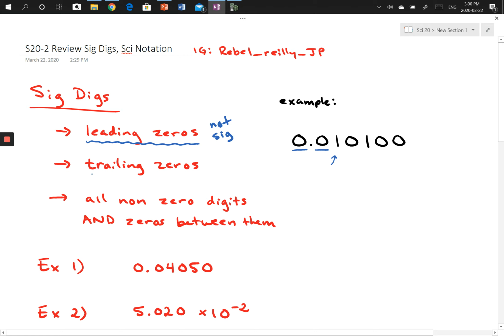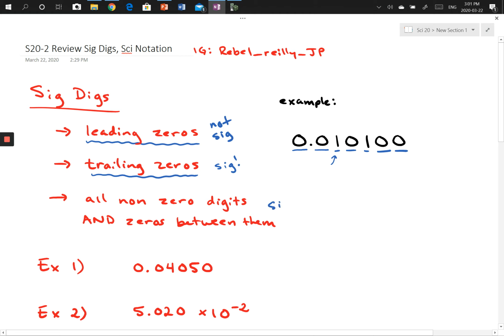Trailing zeros are the zeros that would be at the end of your number after any non-zero digit. So that would be these two zeros here. Now these are significant for us to worry about. And then our third rule is that all non-zero digits, so the ones here, and any zeros in between non-zero digits are all significant.